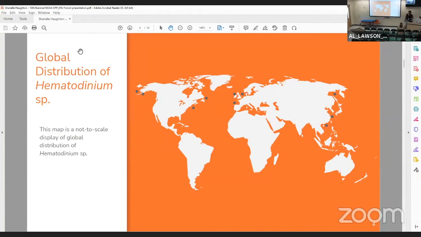Hematodinium has been found off the coast and in large marine ecosystems across the globe. This map shows a multi-scale representation of the distribution of Hematodinium across the hemisphere. Hematodinium has been found off the shores of the United States, Canada, France, UK, Russia, and China.